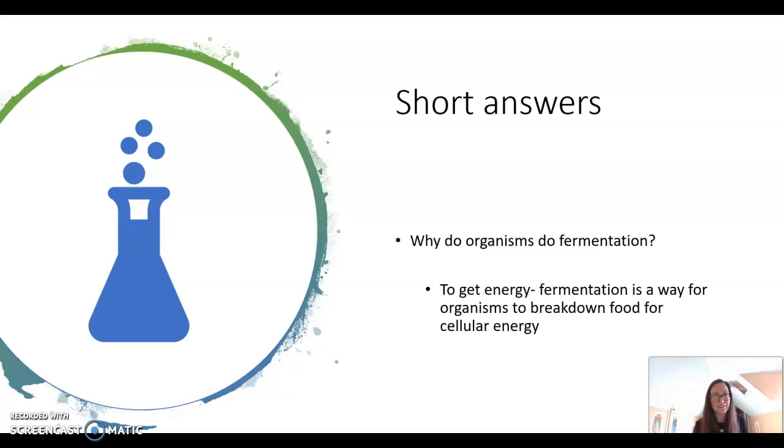Why do they do it? Well, fermentation allows those fermenting organisms to break down food for cellular energy. So just like we go through the process of cellular respiration, which happens after digestion to get energy from our food, a little yeast needs energy too, and it will do fermentation to get a little burst of energy.